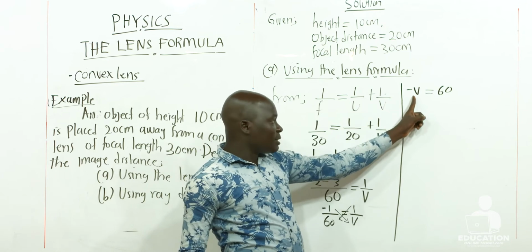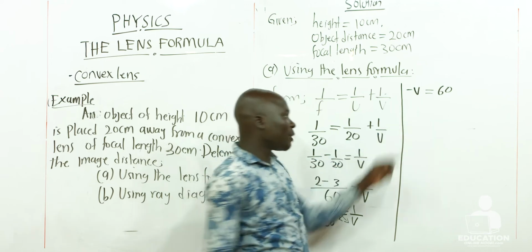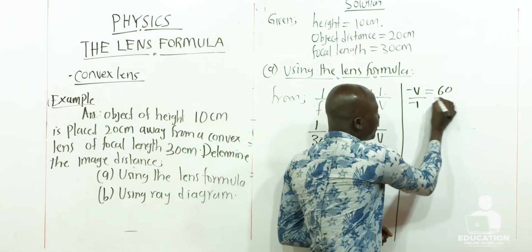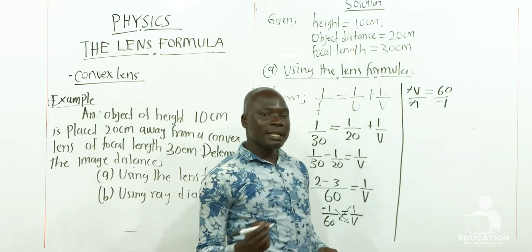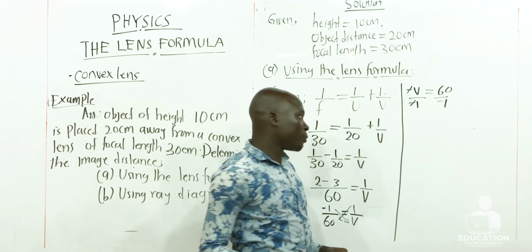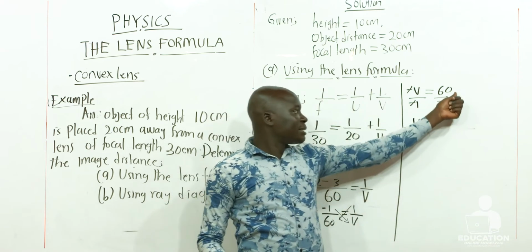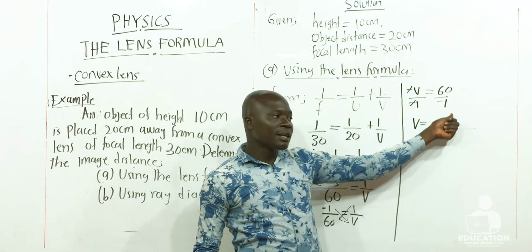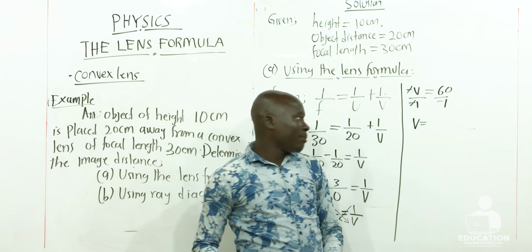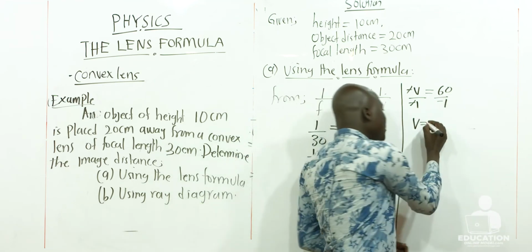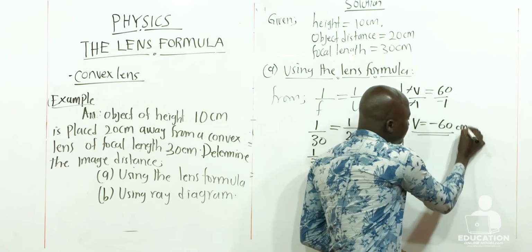So now V is negative, but we have to make it positive. How do we make it positive? We divide both sides by negative 1. So this side by negative 1, then also the other side by negative 1, where the negative and the negative will cancel. That is, negative divided by negative gives you a positive. So we are left with V on the left hand side of the equation. Then 60 divided by negative 1 is negative 60. That is, when you divide any positive number by a negative number, you get a negative number. So 60 divided by negative 1 gives you negative 60. And it is in centimeters.